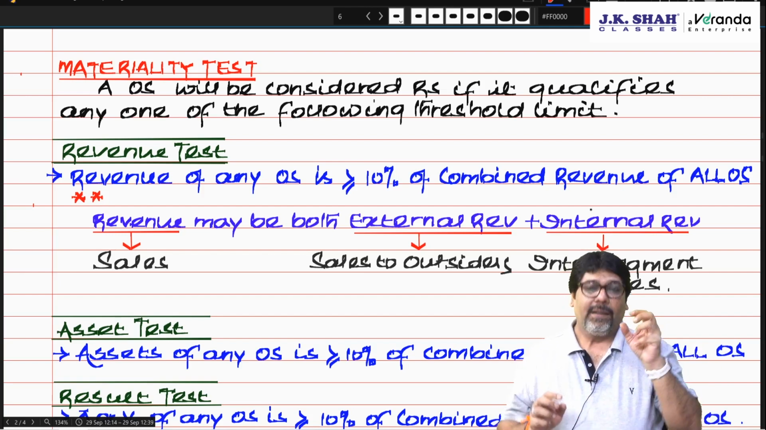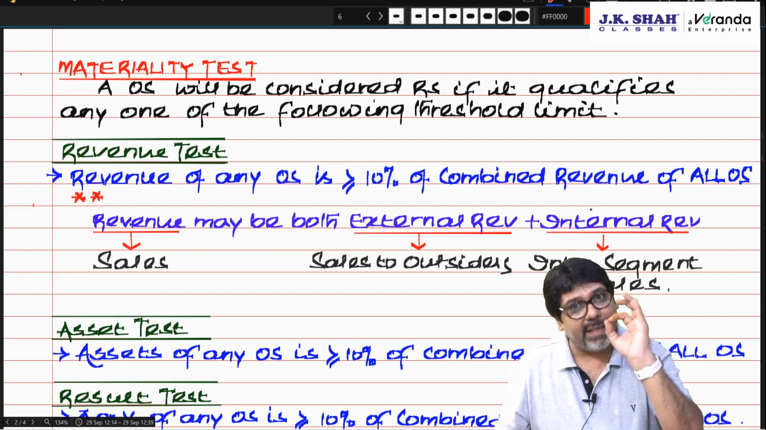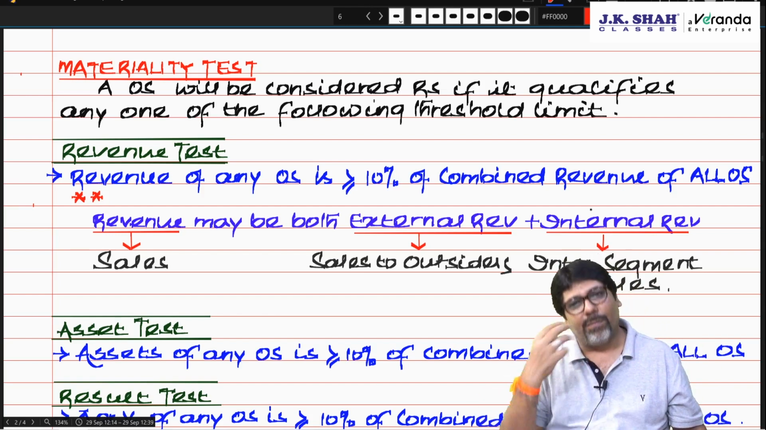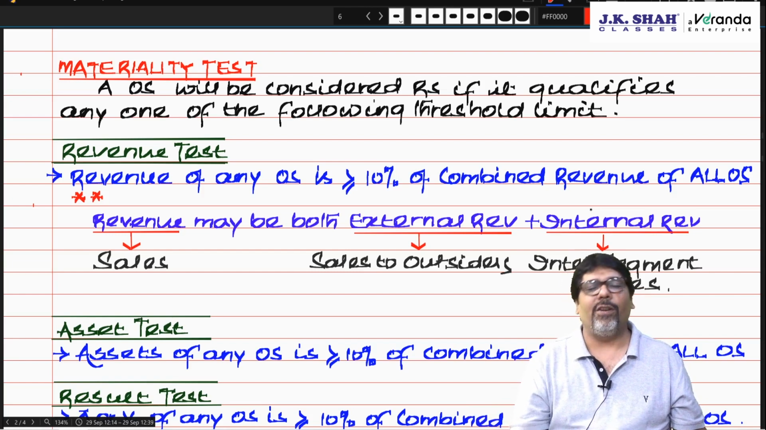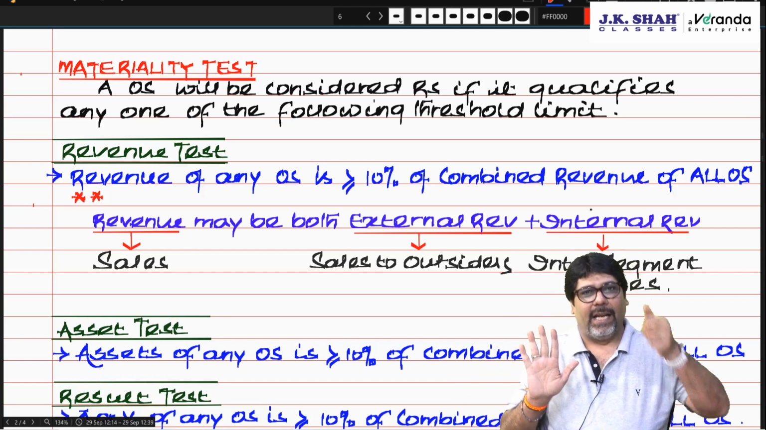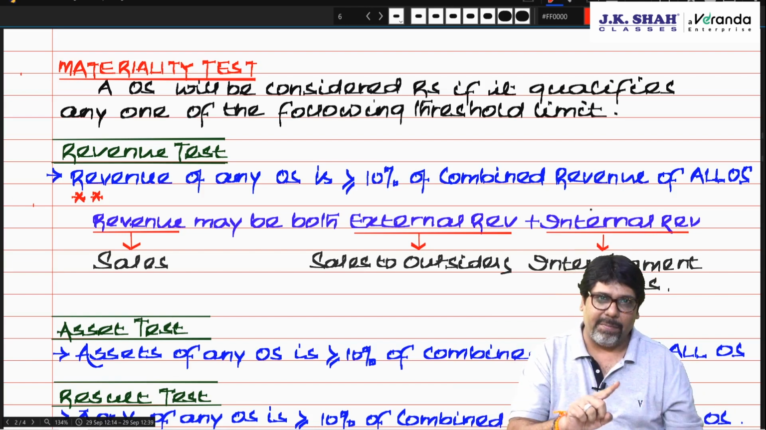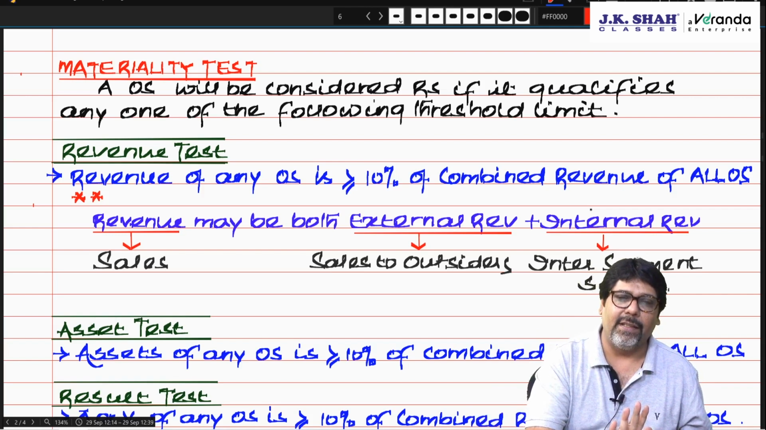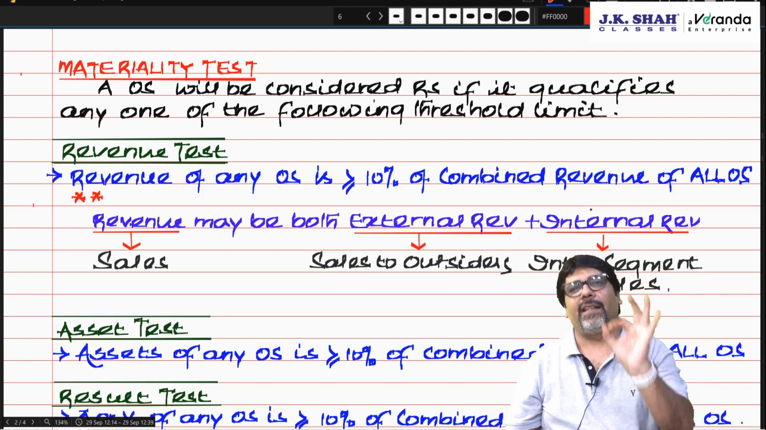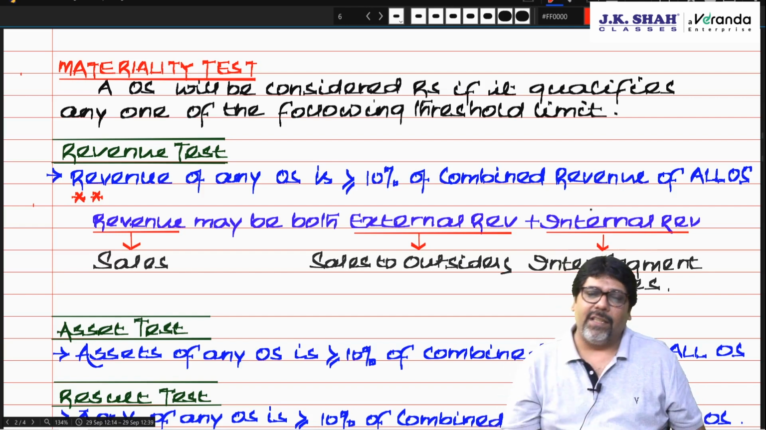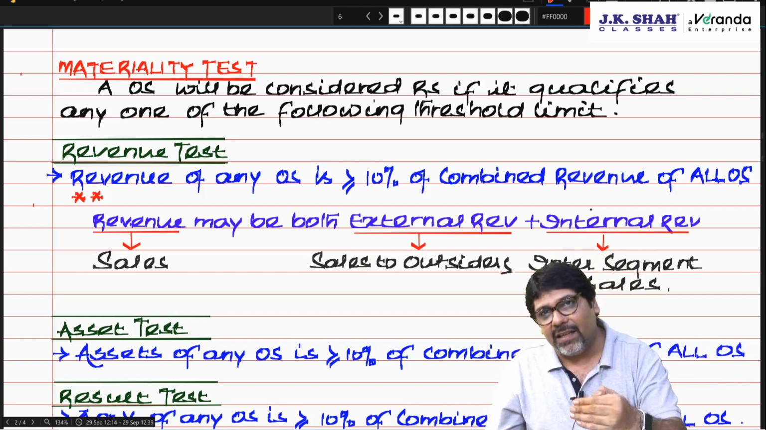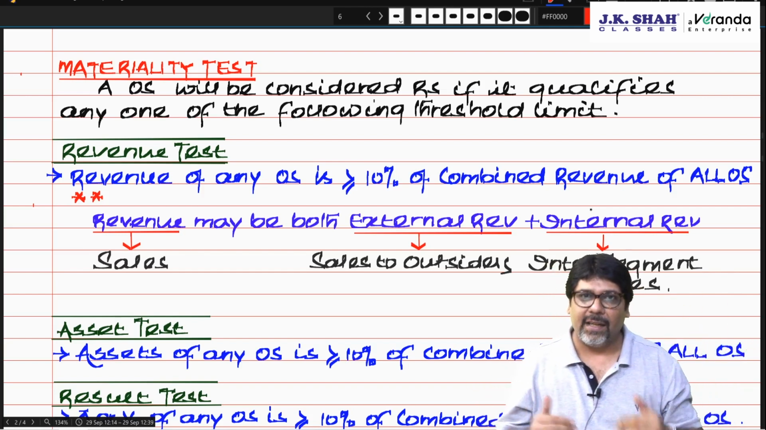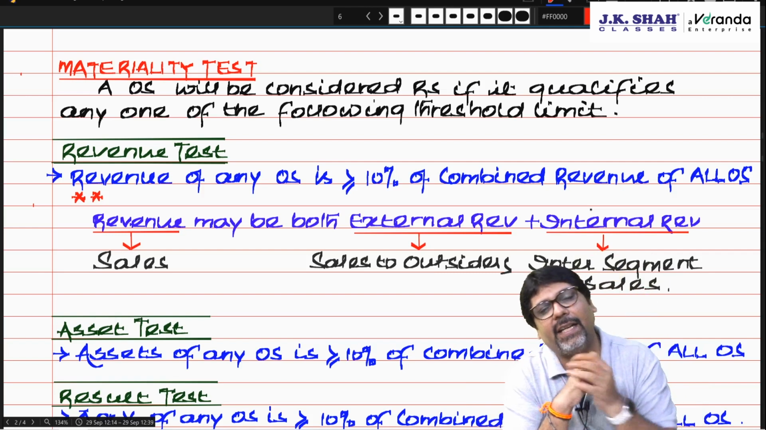Now, a segment can be a reportable segment. Materiality test, first revenue. The revenue of that segment should be 10% or more of the total revenue of all the segments put together. If this condition is satisfied, then it is a reportable segment. When I say revenue over here, revenue means external revenue and internal revenue. External revenue means which you are selling outside the organization to the customers. Internal revenue means inter-segment sales, interdepartmental sales.